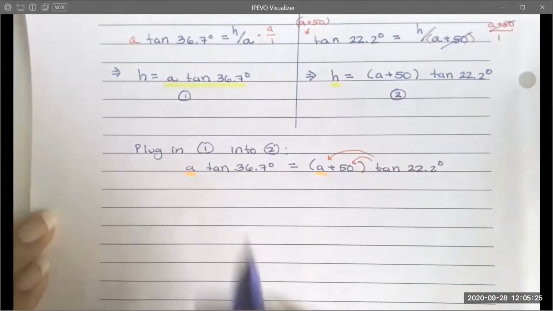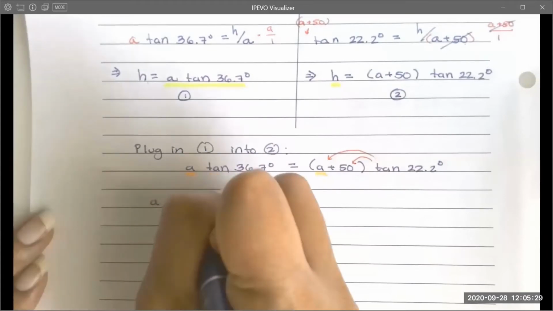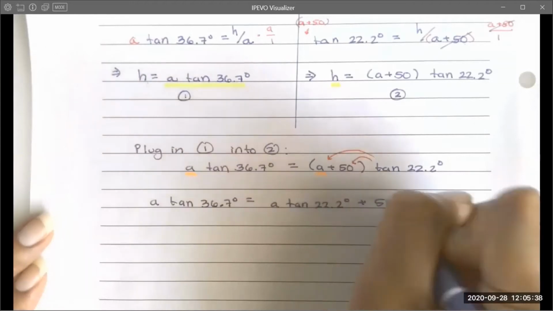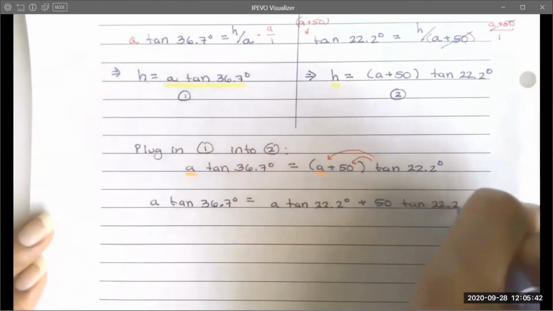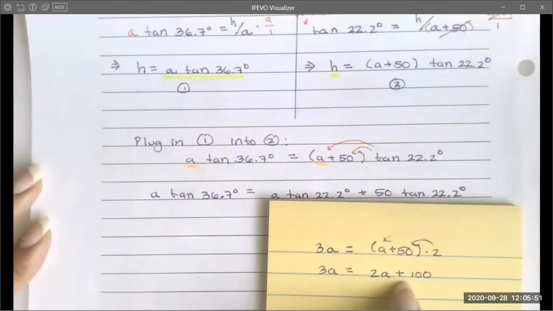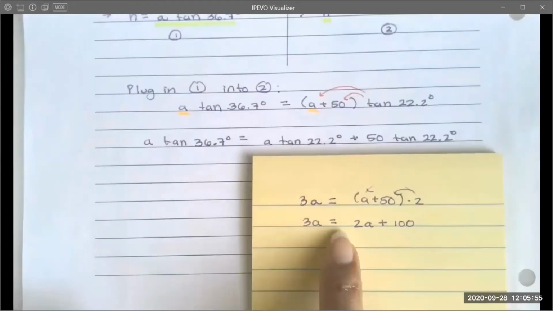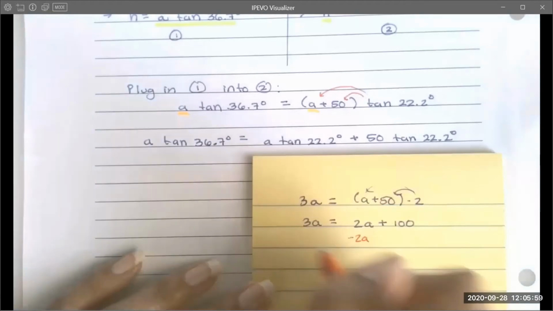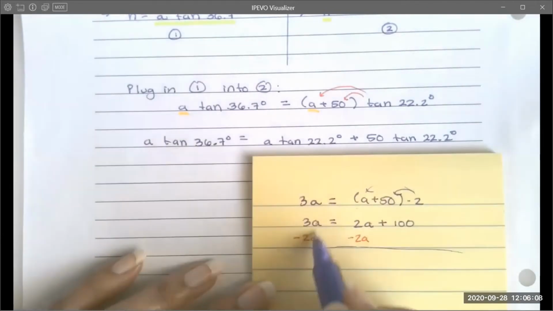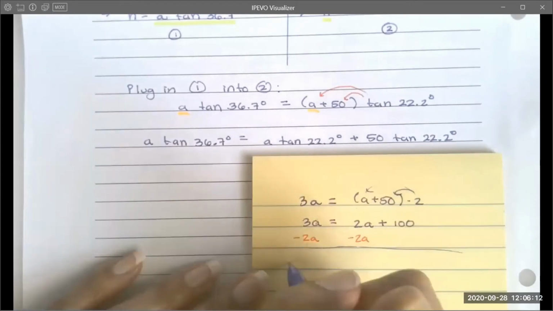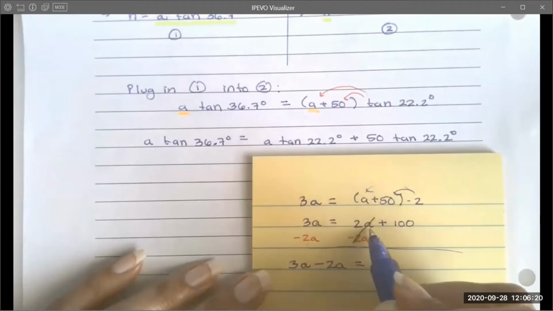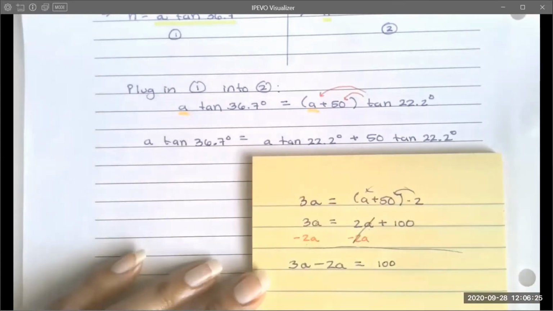Nothing changes on the left-hand side. It's still a tan 36.7 degrees is equal to a times tangent of 22.2 degrees plus 50 times tangent of 22.2 degrees. Okay, so now we're basically at the step where we have dropped the parentheses. What would we do from there? Well, we would subtract the 2a from both sides to get all of the terms that have a variable on one side of the equation. Here it's easy because it's 3a minus 2a, which gives me 1a. But technically, just to write out what's happening, we're subtracting 3a minus 2a, and the negative 2a cancels out, and we get that equals the constant only of 100.